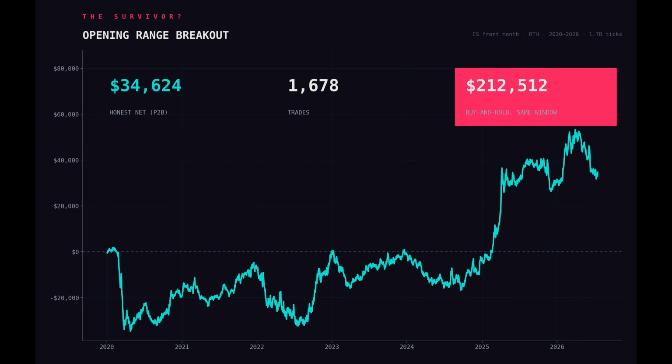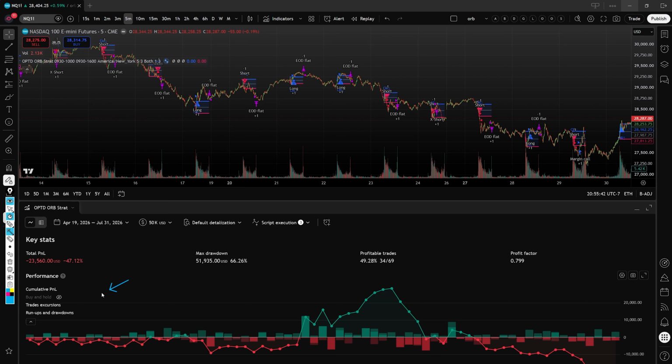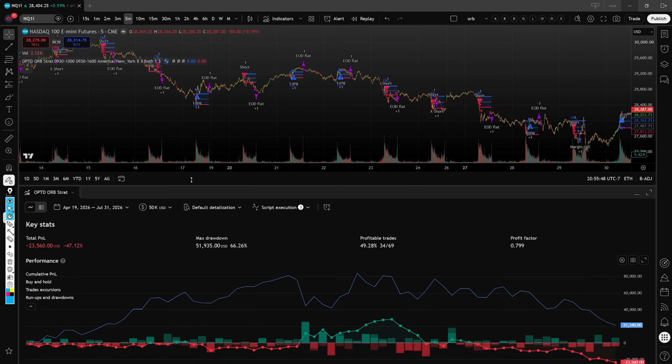The opening range breakout strategy made a sixth of that, and it took 1,600 trades to do it. And here's the part that stings. Your backtest already told you that. TradingView prints a buy and hold return right under your equity curve. And it was sitting there the whole time, just everyone scrolls past it.